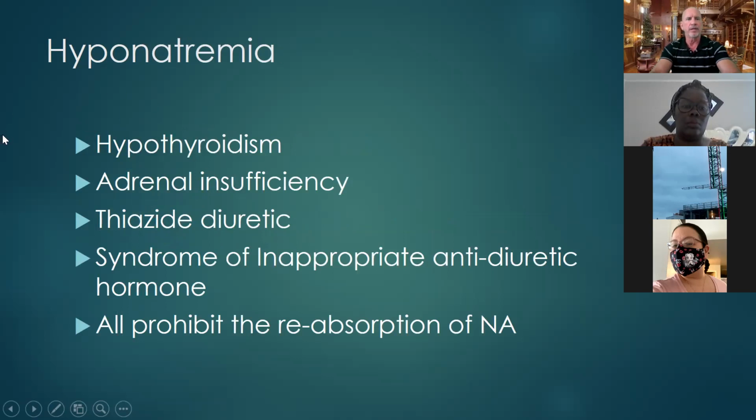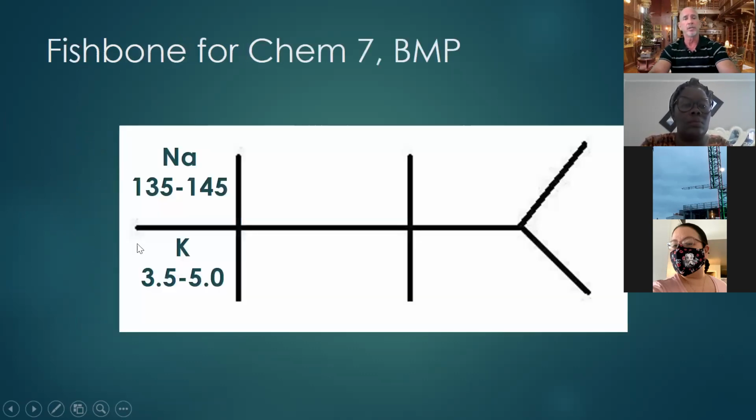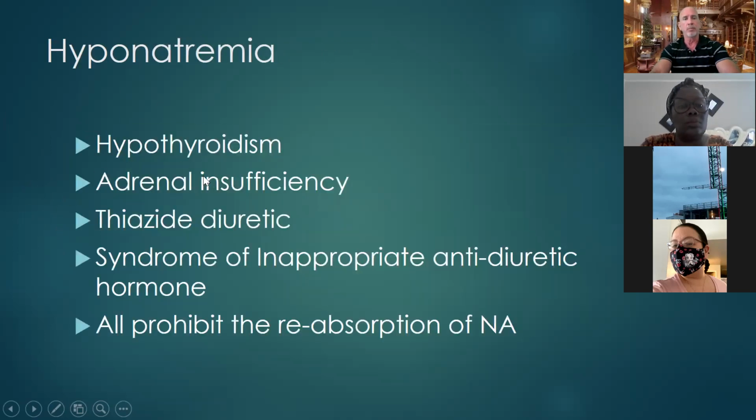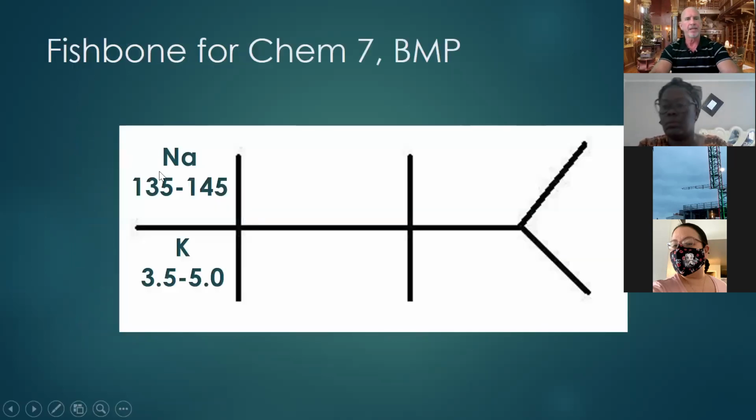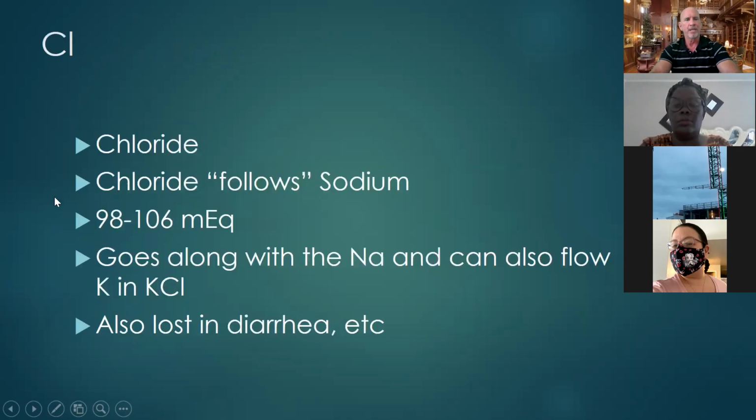Hypothyroidism, on the other hand, the opposite of Cushing's syndrome, can result in your sodium being too low. Also, diuretics can cause you to lose electrolytes. So hormone imbalances and diuretics are the two big culprits when it comes to your electrolytes being out of whack. And that's where it goes on the fishbone.